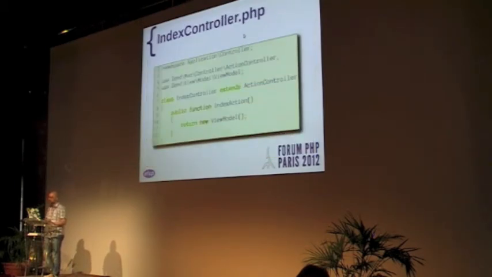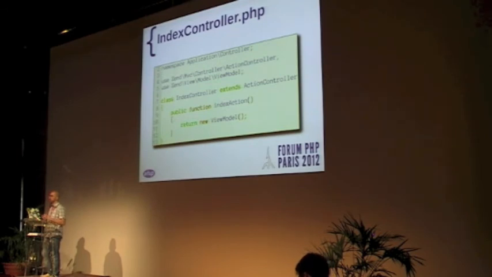And this is an example of a controller. Of course, it's just the skeleton. As you can see, we are extending the Zend MVC action controller, and we are using the Zend view model. In this case, we have just one action, that is index, and we are just returning the view model. View model is a new component of Zend Framework that is able to manage the view. So you don't have the Zend layout and the Zend view component of Zend Framework 1 anymore. You have just the view model.